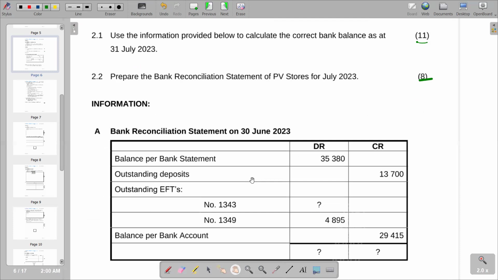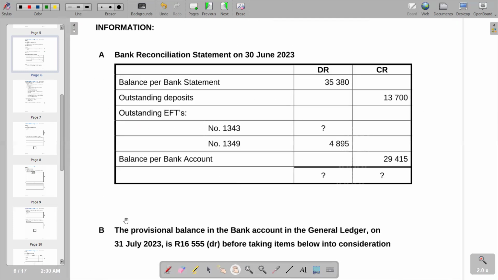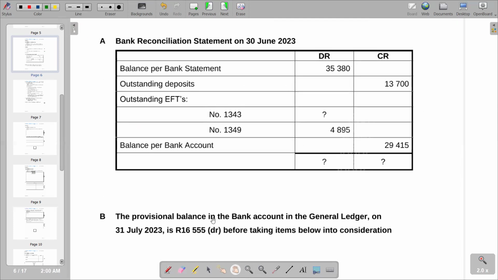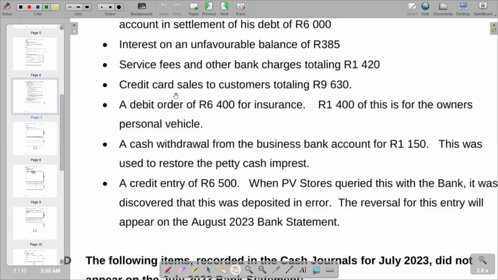So this is the bank reconciliation statement that we are given. Beneath that, we are given information B, which is the provisional balance in the bank account in the general ledger on 31 July 2023, 60,555 rands, which is a debit balance, before taking the items below into consideration. The following items appeared on the July 2023 bank statement, but not in the cash journals for July 2023. So we have the items going down that we also need to go through.